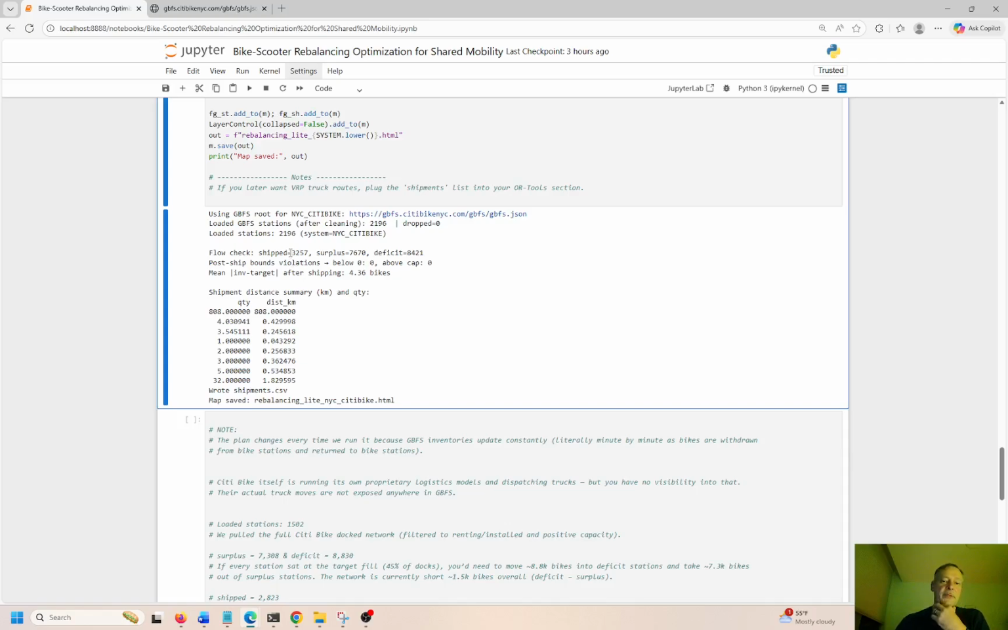We can see here it shipped 3,257 bikes were shipped. So that's quite a bit, right? 3,257. Surplus was 7,670, and the deficit was 8,421.